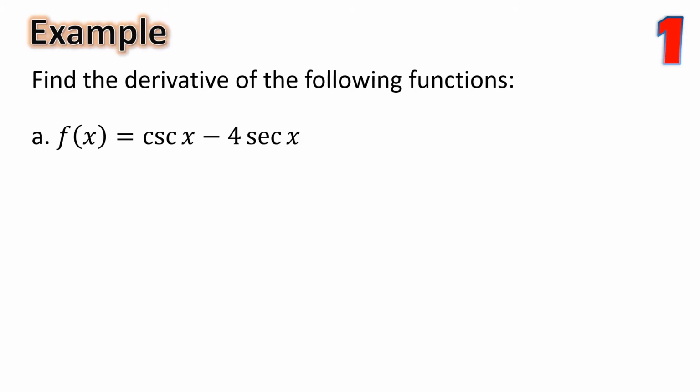F of x is a difference of two trigonometric functions, cosecant x and 4 secant x. Therefore, the derivative of f of x will be the difference between the derivative of these two functions. The derivative of cosecant x is negative cosecant x cotangent x, and the derivative of secant x is secant x tangent x. Therefore, f prime of x is equal to negative cosecant x cotangent x minus 4 times secant x tangent x.